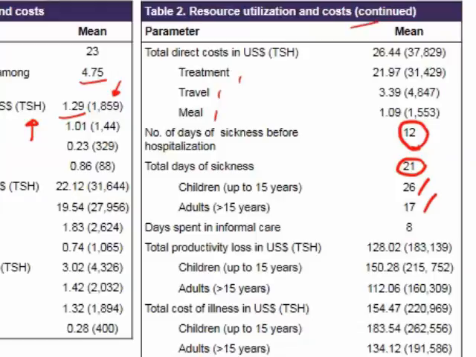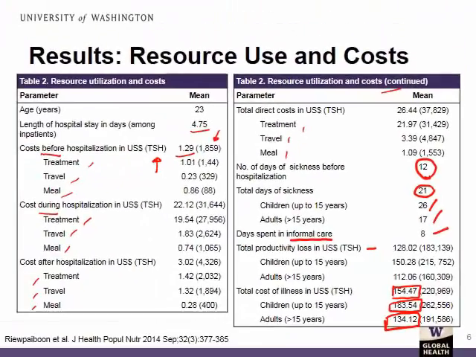Then informal care, you remember that in week 3 we said informal care is a kind of indirect cost. And then they had a productivity loss estimate right here. And then total cost of illness is right here. So it's $154 on average, and it was 183 for children and 134 for adults over 15 years. So this was an example of an incidence-based cost of illness study.